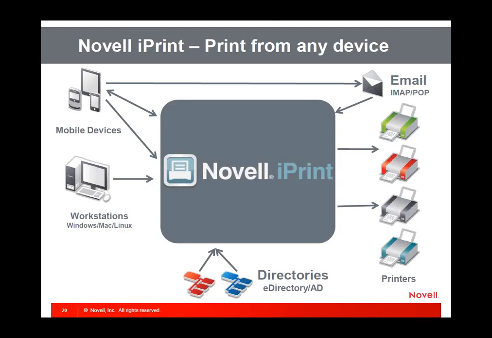So iPrint, much like Filer, is an appliance. It allows you to enable any printer inside of your environment to not only print from your desktops the way they've done, the way iPrint is done traditionally, but also now mobile devices as well as email support. Next slide. And this is what that looks like.